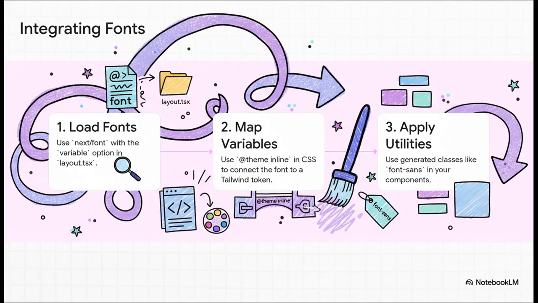Just 3 steps. First, in your layout.tsx file, load your fonts using that all-important variable option. Second, and this is the new part, in your globals.css, you use a special directive called @theme inline. This lets you take an existing CSS variable, like the one from Next Font, and tell Tailwind, hey, treat this like one of my theme tokens. It bridges the gap. And third, you just start using your new classes, like font-sans, anywhere you want.